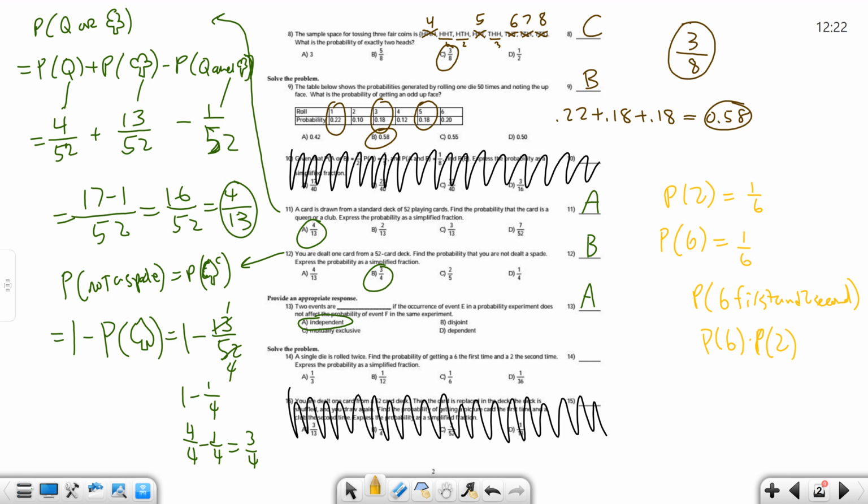Because if you roll the die once and pick the die out and roll it again, what the die did the first time doesn't affect what it does the second time. It's a fair die. It's got a 1/6 chance each time you roll it. So this is going to be 1/6 times 1/6, which is 1 out of 36. Okay? 1 out of 36. So 14 here. Again, it's not really our 14th one we've done, but anyway, it's D.